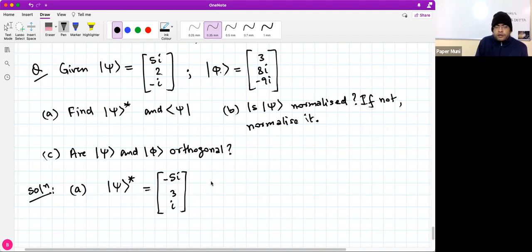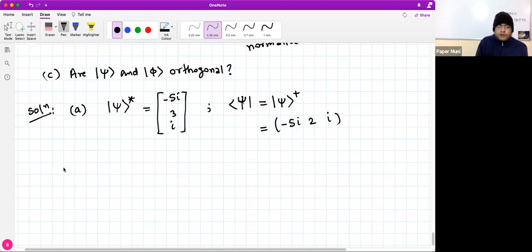Now if you try to get the bra vector from this, it will be like this: psi dagger, we have minus 5 iota, 2, and then we have a minus. Now we have a conjugate as well as a transpose, so we get the row matrix. So this is the answer we are looking for.